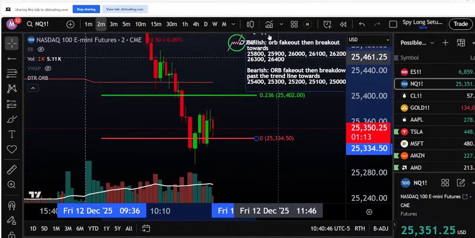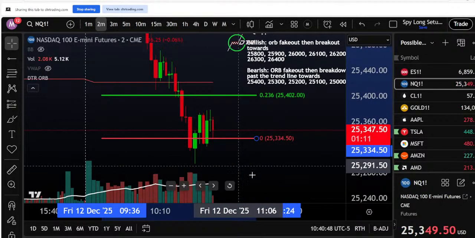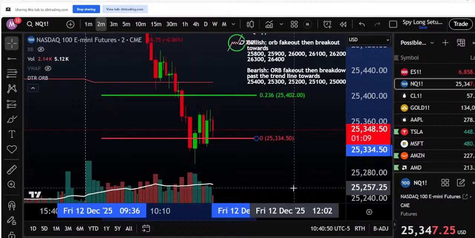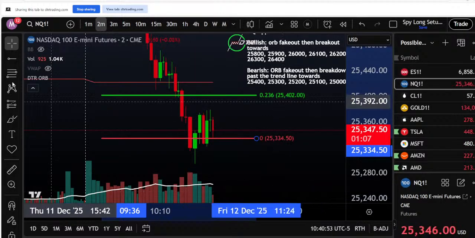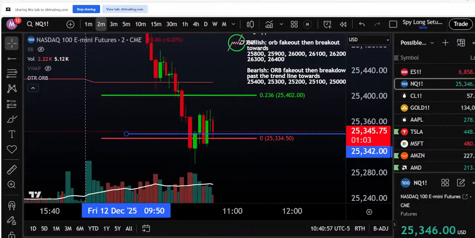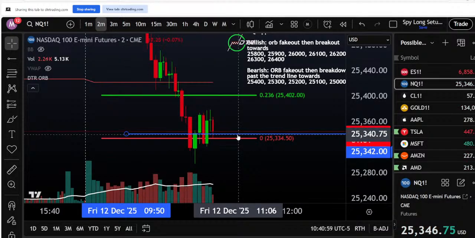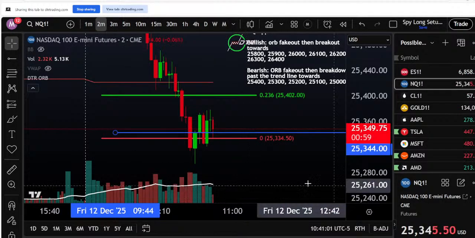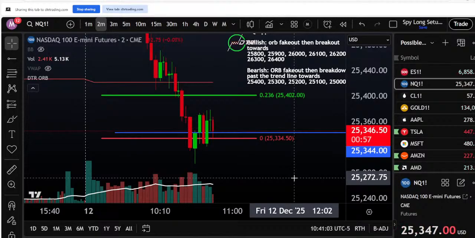Okay, so we're looking at like a 34.50 stop loss. Call it a 34 for now. I'll do something like that, maybe as my reference price, a little bit higher, so 10 points.